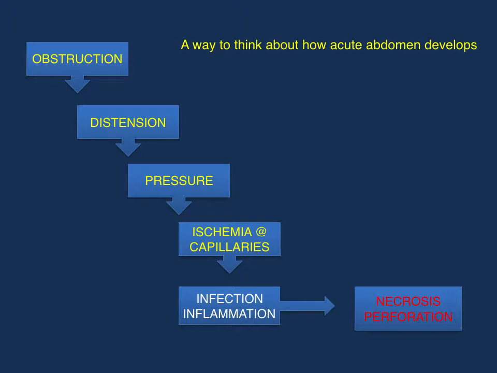The congestion of blood prevents blood from flowing through the capillaries and thus prevents oxygen delivery. Now the organ is ischemic, being deprived of oxygen. This results in infection and/or inflammation. If the infection or inflammation is left untreated or continues to persist despite treatment, it will lead to necrosis and subsequent perforation, resulting in an acute abdomen, also known as peritonitis.